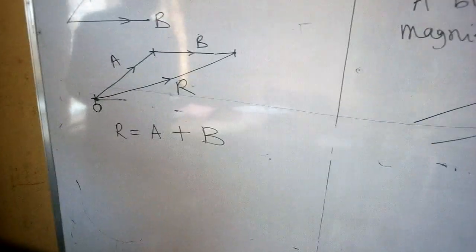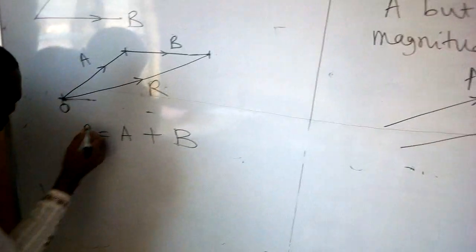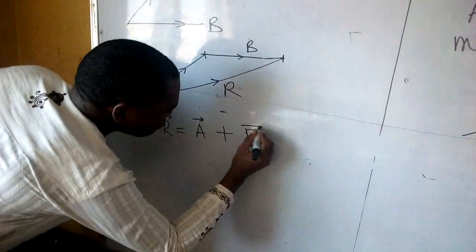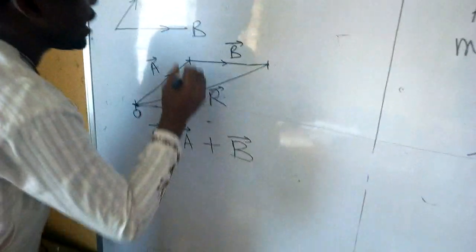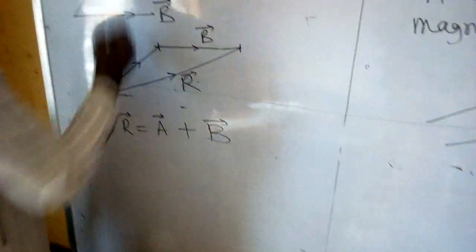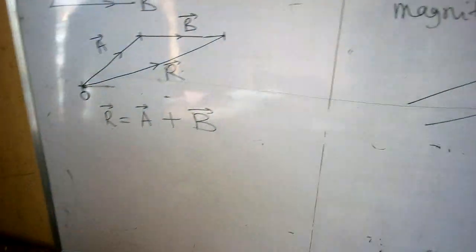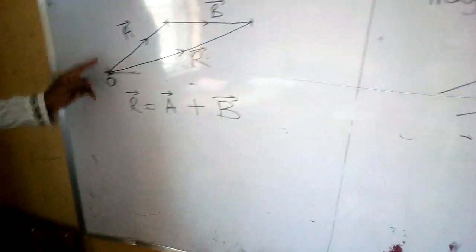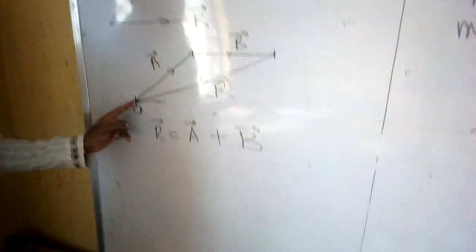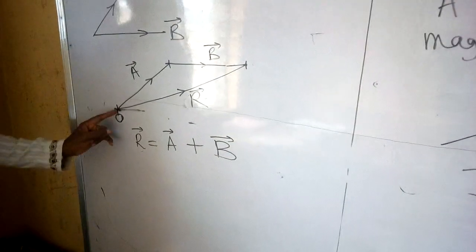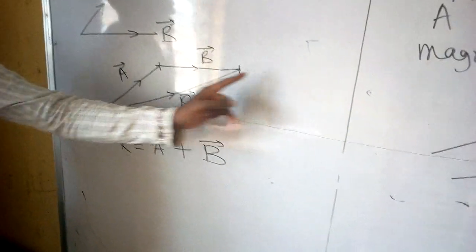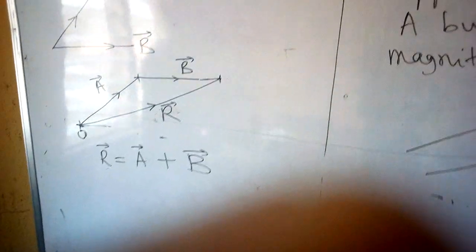Depending on the examiner, some examiners don't use arrows to indicate vectors, but some do use arrows. So it depends on who the examiner is or the textbook being used. So the vector sum of A and B: start from the origin, draw A, where A stops, draw B. So the resultant is the vector from the origin to the end of the final vector.